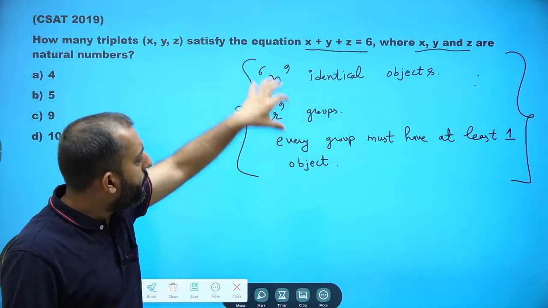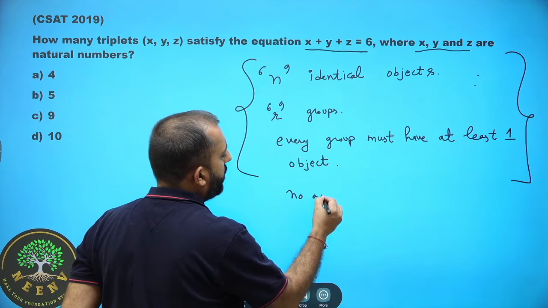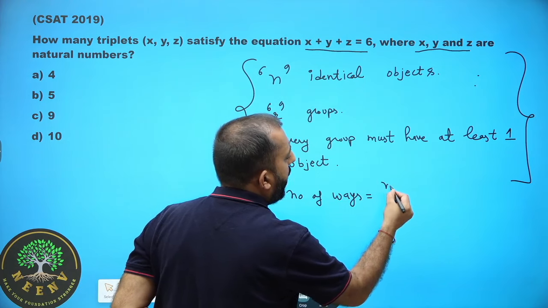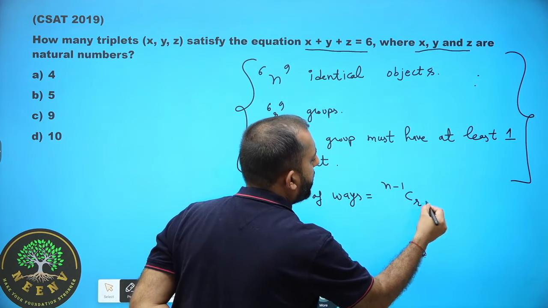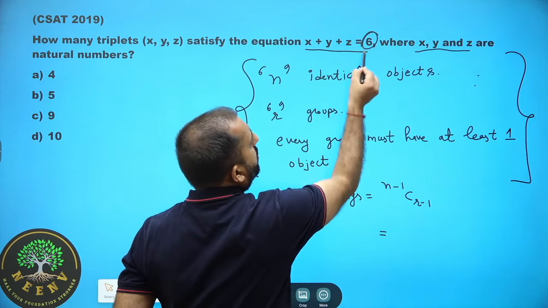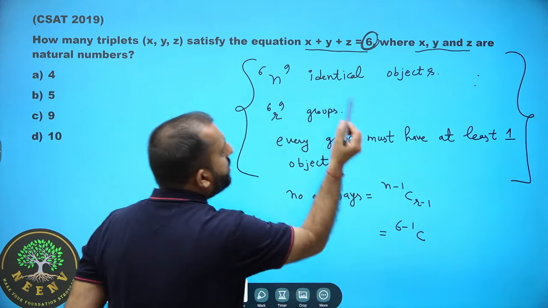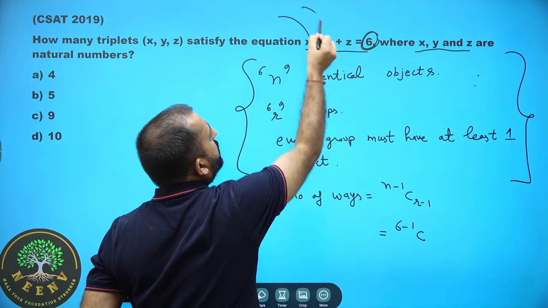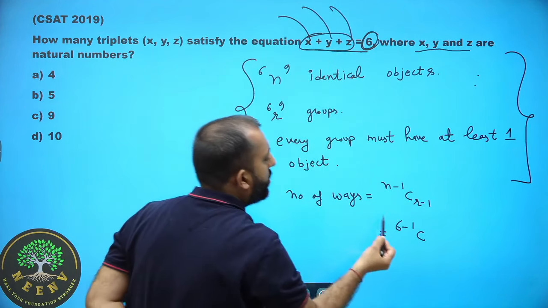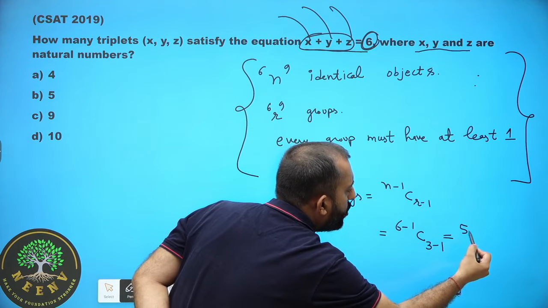So if this is there, then the number of ways are n-1 C r-1. So in this case your n is what? 6. So 6 minus 1 C. In this case your r is what? The count of x, y and z is your r. R is 3 minus 1, which comes out to be equal to 5C2.